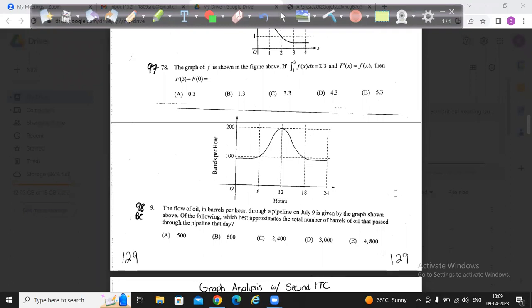You type your answer, I'll tell my answer. What should be the answer? If this is the question, what should be the answer? So they're asking what is the total. He's asking area under the curve. Indirectly, he's asking area under the curve. So what should be the total, approximate total number of barrels of oil that has been passed through the pipeline that day? So we need to find total area that has been passing through this curve.